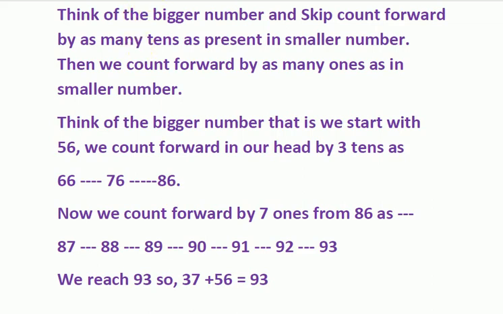So what did you do, children? Always start with a bigger number, skip count forward by tens as in the small number, and again skip count by the number of ones as in the small number. This is how you do it mentally without using the 100 chart.